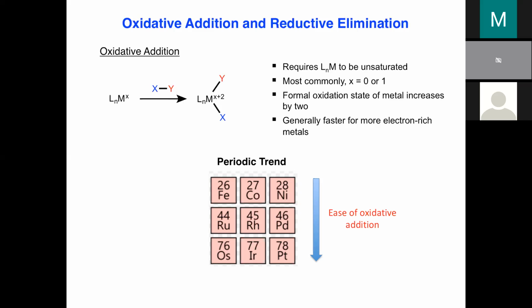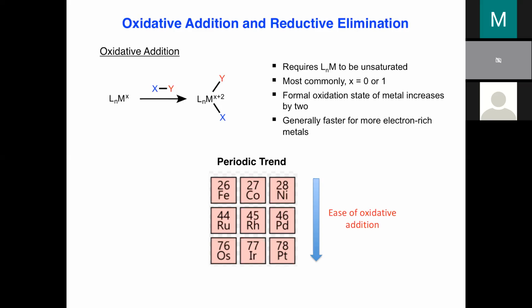Thinking about what types of metals on the periodic table are most prone to undergo oxidative addition, generally if you're just thinking within one group, going down one column of the periodic table, as you go down further to the heavier metals, those tend to undergo oxidative addition more readily compared to their lighter metal counterparts.